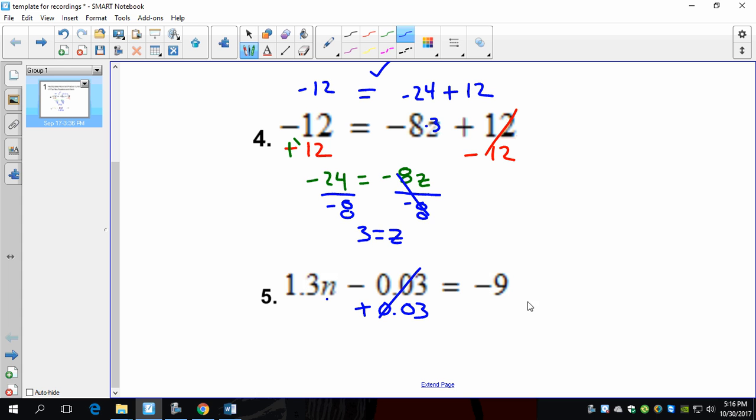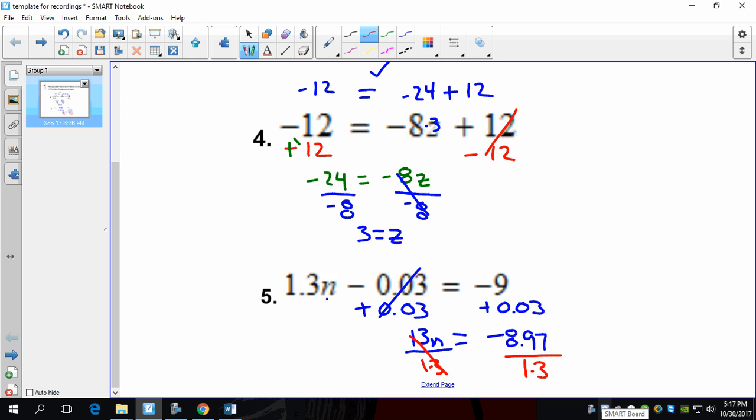So over here I've got negative 9, and I am adding 0.03 to negative 9. Well, the signs are different, so I'm going to have to subtract. So that's going to be negative 8.97. So we still have 1.3n equals negative 8.97. In order to get rid of the 1.3, I need to divide by 1.3, and same thing over here. I need to divide by 1.3.